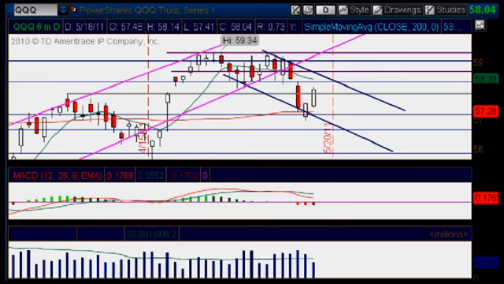It is Wednesday, May 18th of 2011, and we are looking at the Q's daily chart. Hope you're all ready to do some technical analysis here with me, so let's get started.